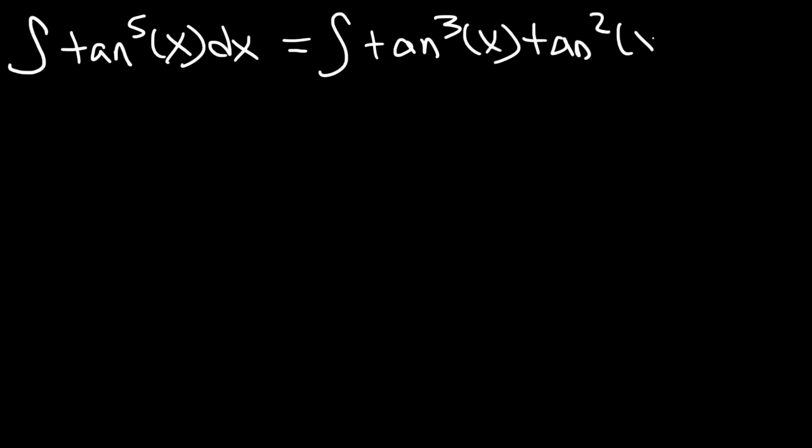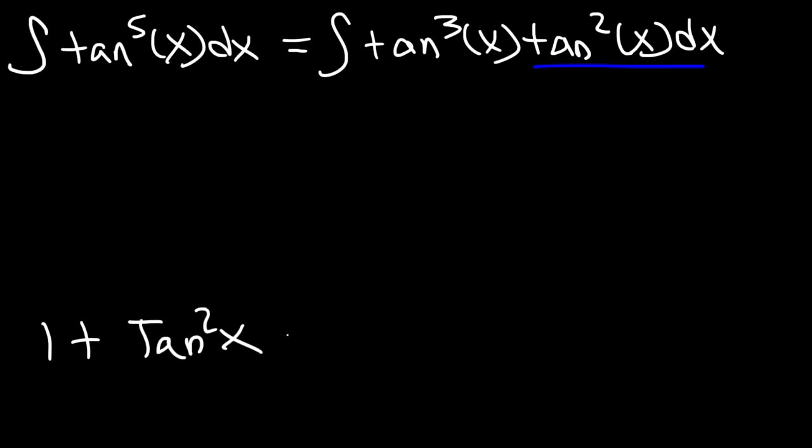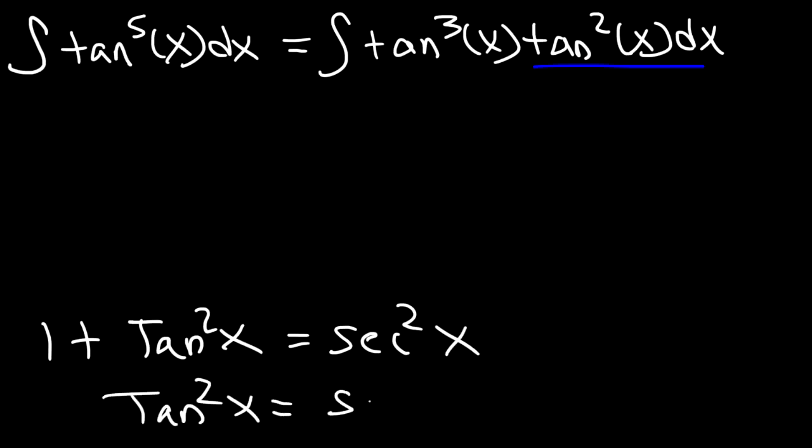And the reason why you want to take out a tangent squared is because tangent squared is part of a trigonometric identity, also known as the Pythagorean identity. Perhaps you know that 1 plus tangent squared is equal to secant squared. So if you subtract both sides by 1, you can see that tan squared is going to be secant squared minus 1. So let's go ahead and replace tangent squared with secant squared minus 1.